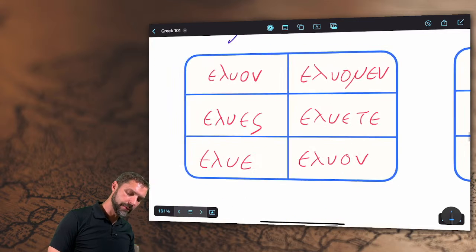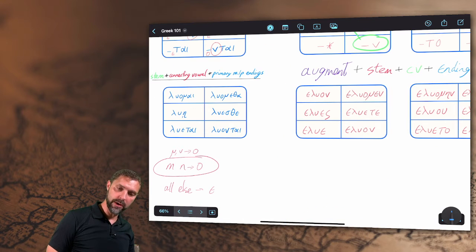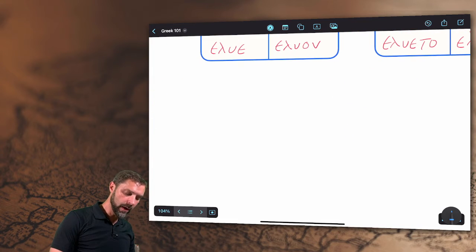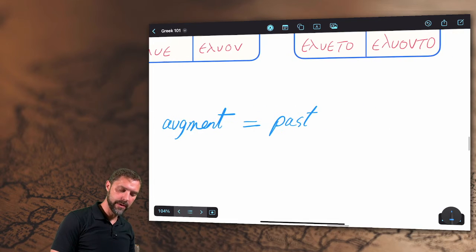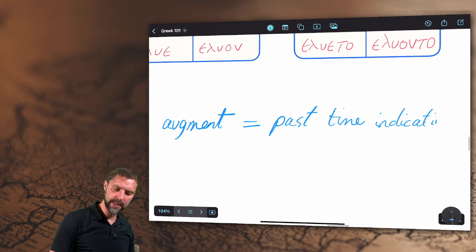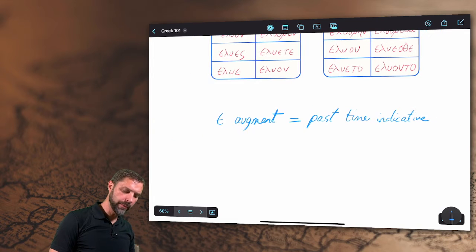And here's something I would like you to memorize. You really want to know this and keep it, okay? The epsilon augment, that's what we're calling it, an augment. The epsilon augment is a sign of the past time indicative. I would like you to memorize that. You can memorize it now.